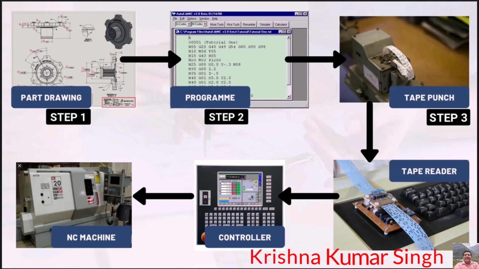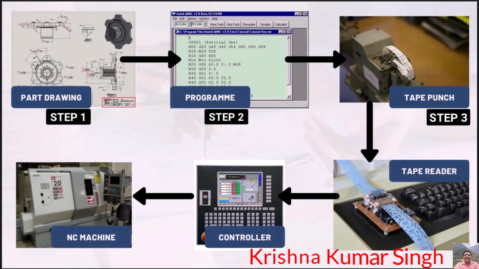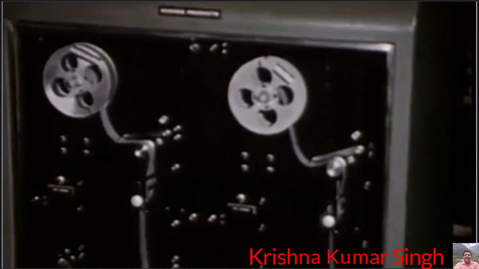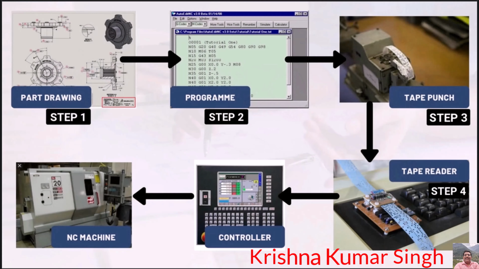In the next step, there comes a device called tape punch, which is a form of data storage that consists of a long strip of paper in which holes are punched. This tape punch converts the written program of the part drawing in the form of instructions into hole patterns. In the next step, another device called tape reader comes, which reads the hole pattern generated by the tape punch and converts the instructions to a corresponding electrical signal.